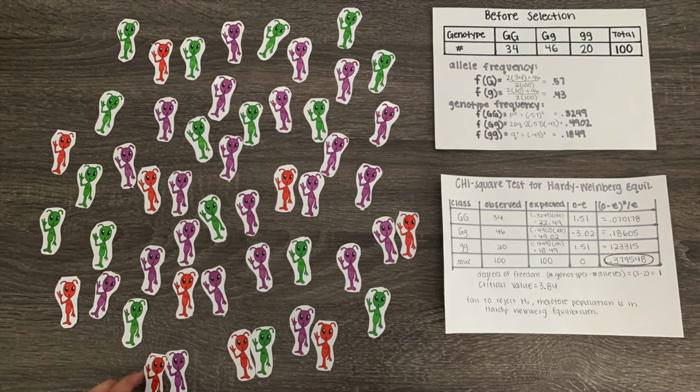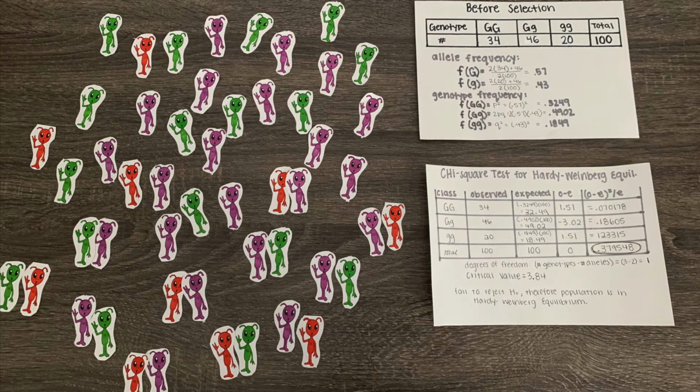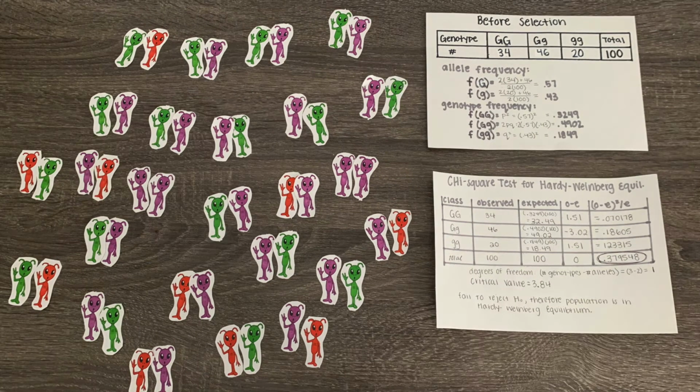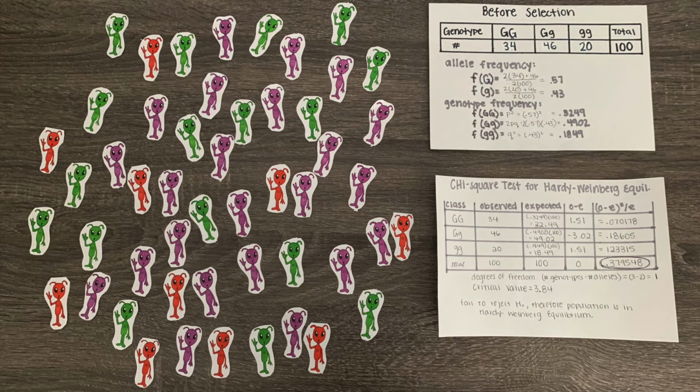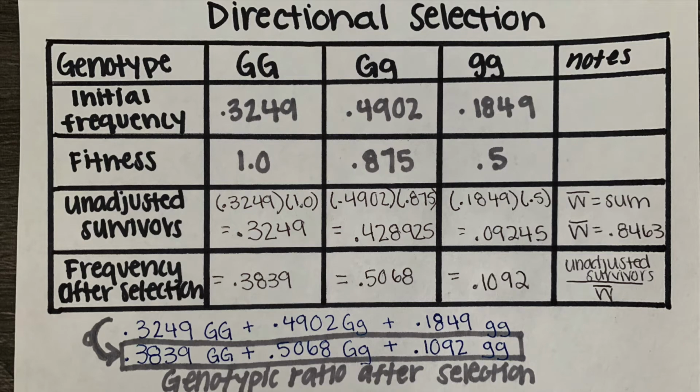Let's say that the diploid alien population mates to reproduce, and that selection occurs. Green aliens are favored over purple, and purple are favored over orange because of camouflage abilities. Here you can see the phenotypes of the alien population before versus after. This is an example of directional selection.